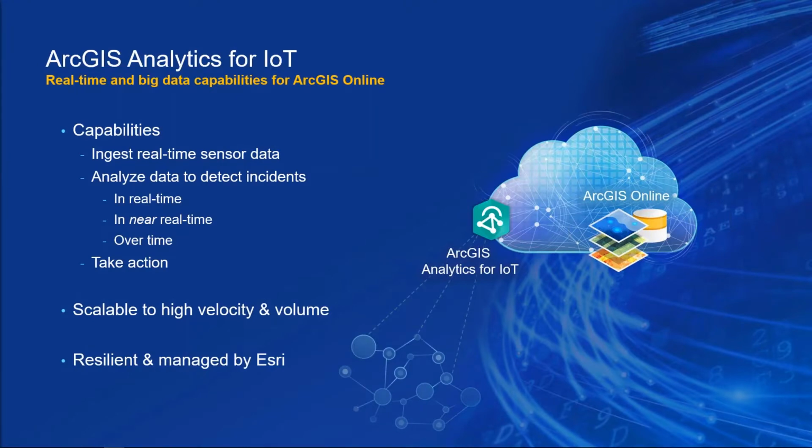So yes, as Adam was saying, Analytics for IoT is a new capability that extends Esri's geospatial cloud with real-time and big data functionality. Analytics for IoT provides a wide variety of capabilities for ingesting and working with observation and sensor data, which can be applied to different use cases. It's also an end-to-end system for analysis, so it supports analyzing sensor data in real time, in near real time with scheduling, and also over time.